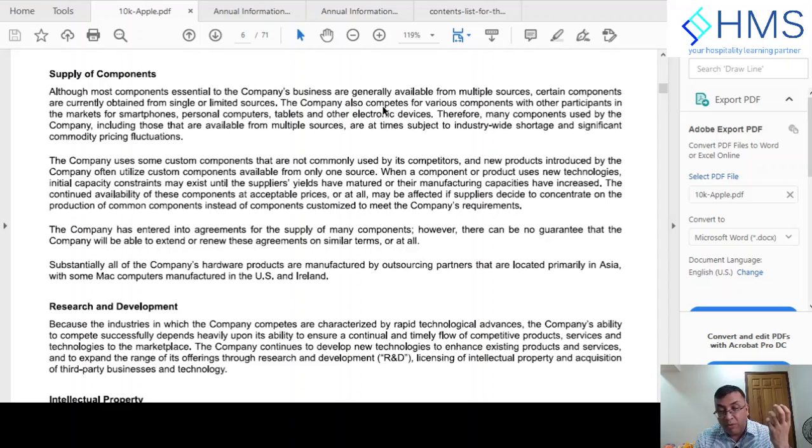The company competes on various components with the other participants in the market for smartphones, personal computers, tablets and other things. Therefore, many components used by the company, including those that are available from multiple sources, are at times subject to industry-wide shortage and significant commodity pricing fluctuations. So this is a certain kind of risk on the supply chain side, which you have to be aware of while you are trying to understand.